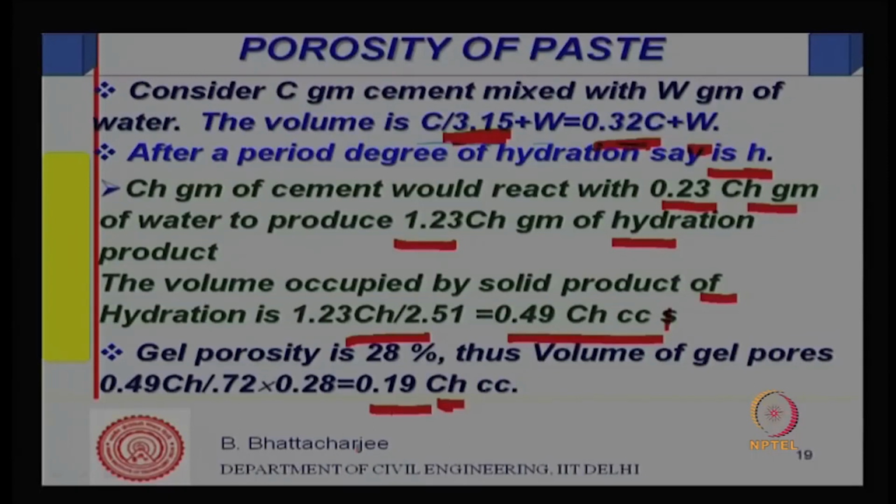If I take C grams of cement and H is the degree of hydration, then Ch grams of cement will react, and everything has to be multiplied by Ch. So, I get 0.49 Ch cc as the solid volume of the solid product of hydration, and 0.19 Ch cc is the gel pores volume. That is how I can calculate the volume of gel pores.